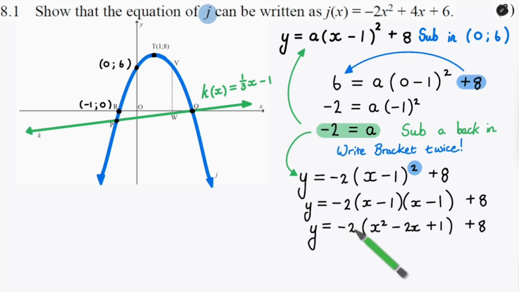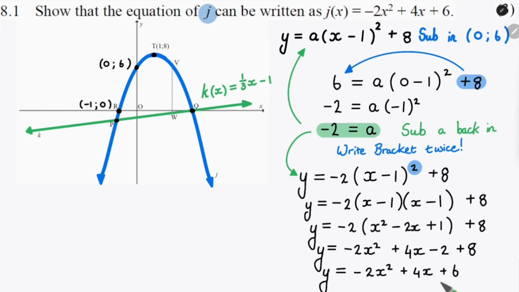And now we're going to get this negative 2 in the bracket by distributing it to all three terms. And after we do that, we get minus 2x squared plus 4x minus 2. And we have that plus 8 at the end. And minus 2 plus 8 gives us 6. So we've officially arrived at the final answer. J of x equals minus 2x squared plus 4x plus 6.